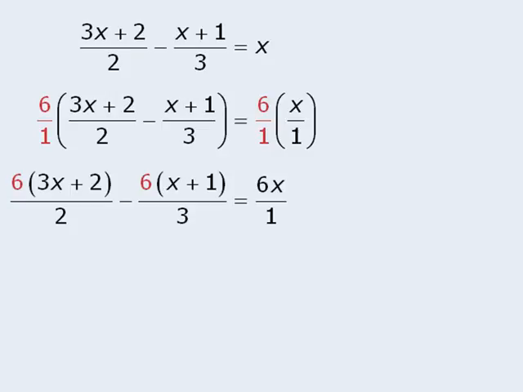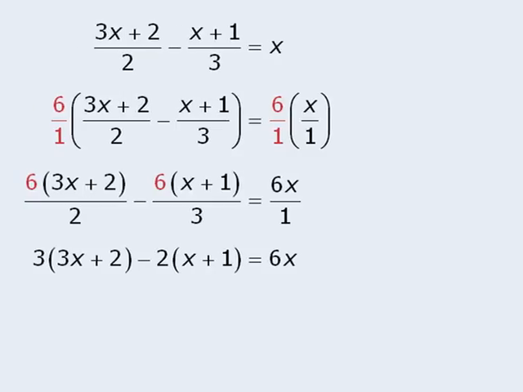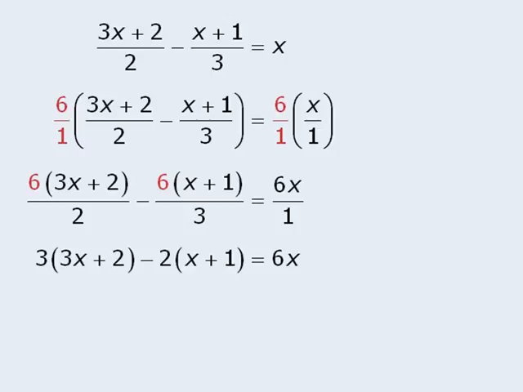At this point, notice that 6 over 2 here can be simplified to be 3, and 6 over 3 can be simplified to be 2. Finally, the right-hand side simplifies to be 6x. Okay, we have now eliminated our fractions. Now we need to do some expanding.